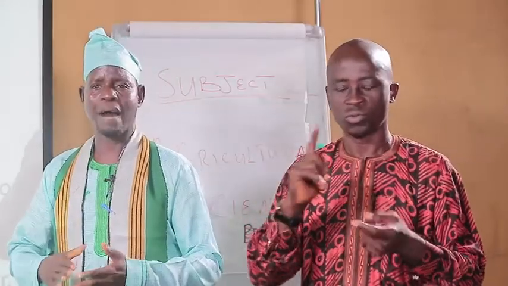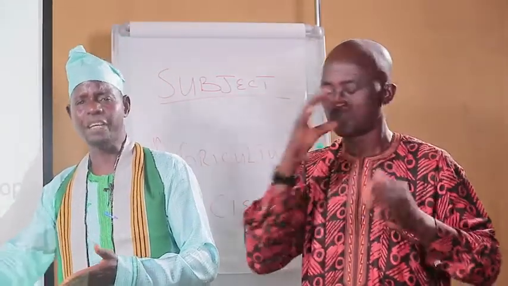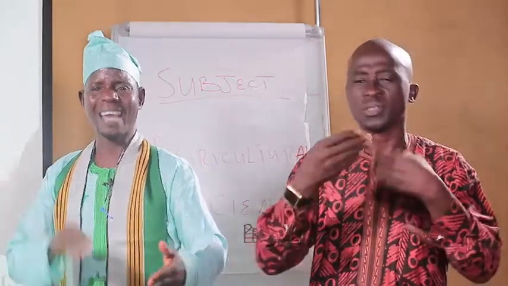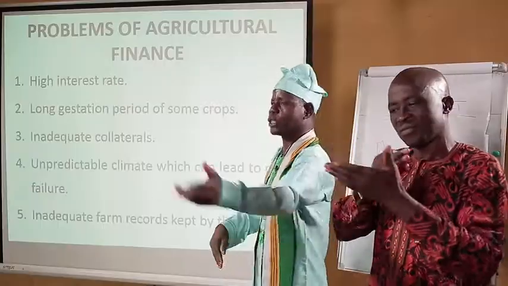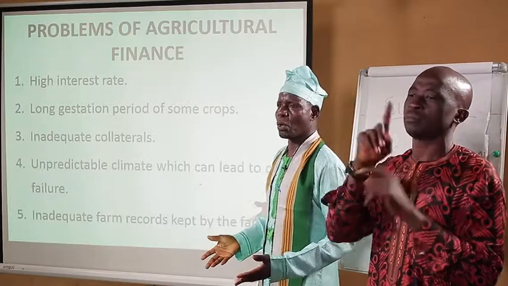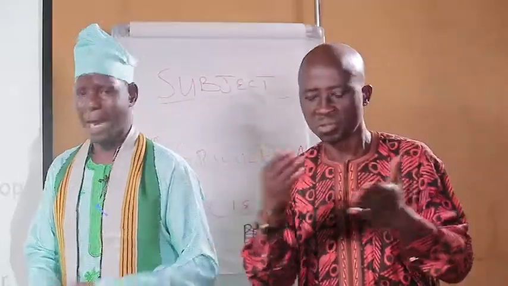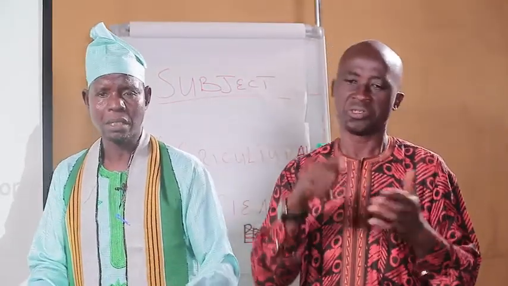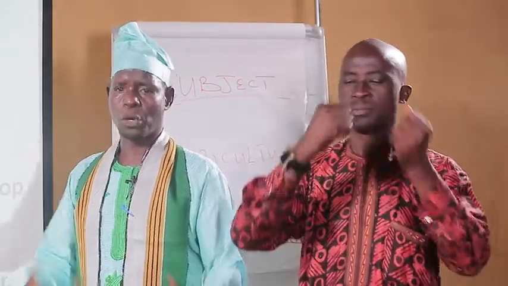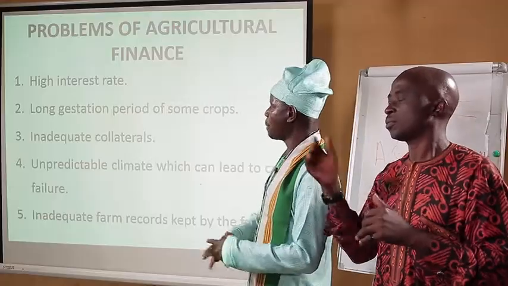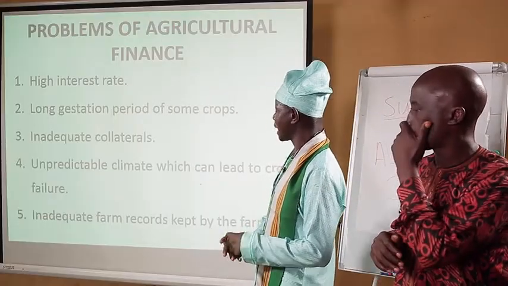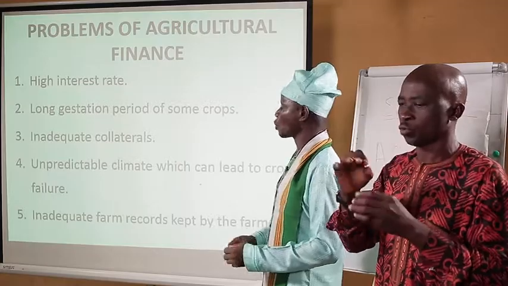Number 3, inadequate collaterals. Some farmers don't have security. What will they give as a security against a failure of paying back the loan? They don't have it. So banks will not give them a loan without collaterals. And these collaterals include housing, tractors, or motor car. Then number 4, unpredictable climate, which can lead to crop failure.